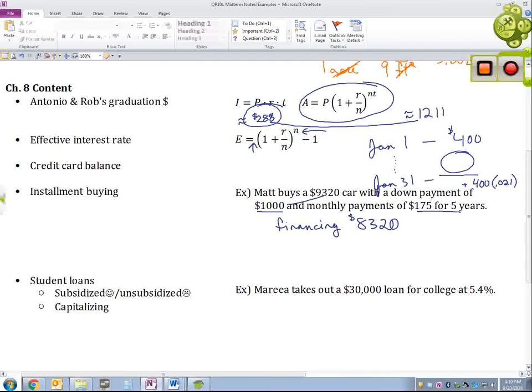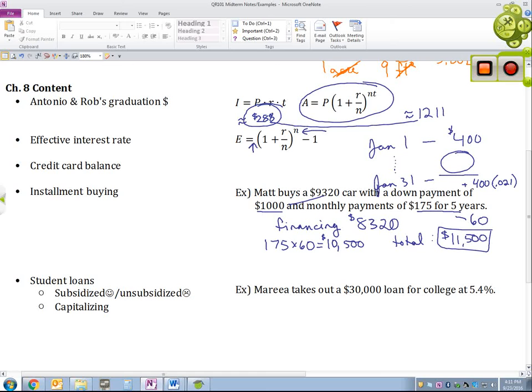We do know that he's being charged $175 for 5 years. That's 60 months total. Okay, so if we multiply those, we get $10,500. That is how much he is paying total with those 5 years of monthly payments. However, that's not the total cost, because remember, he also put $1,000 down. So really the total cost to him is going to be $11,500. Okay? So that's total cost there.